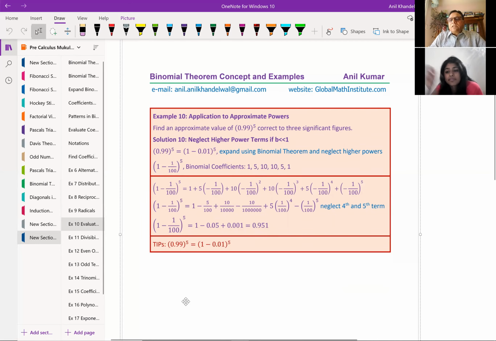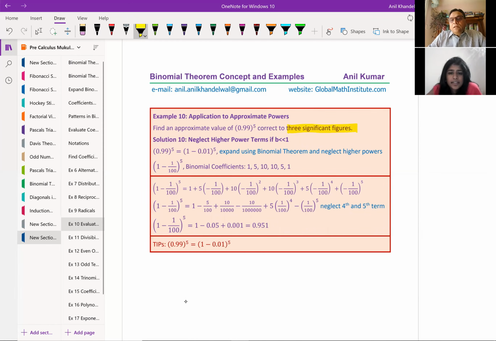These slides which are in a different color are a kind of warning to be careful when you answer, and they are giving you some tips for your examination practice. Amy, can you read this example number 10? Application to approximate powers. Find an approximate value of 0.99 to the power of 5, correct to 3 significant figures.